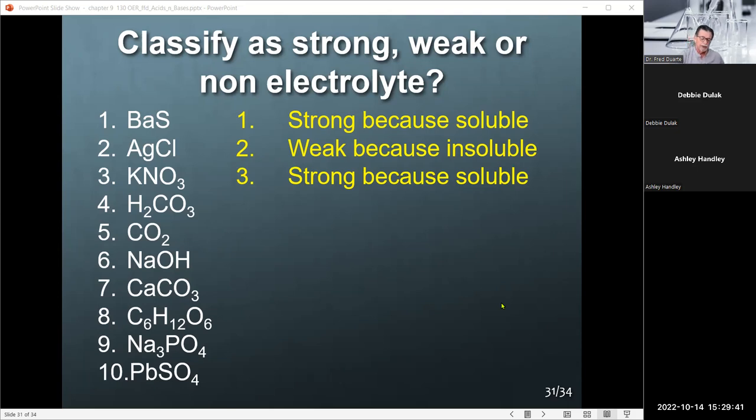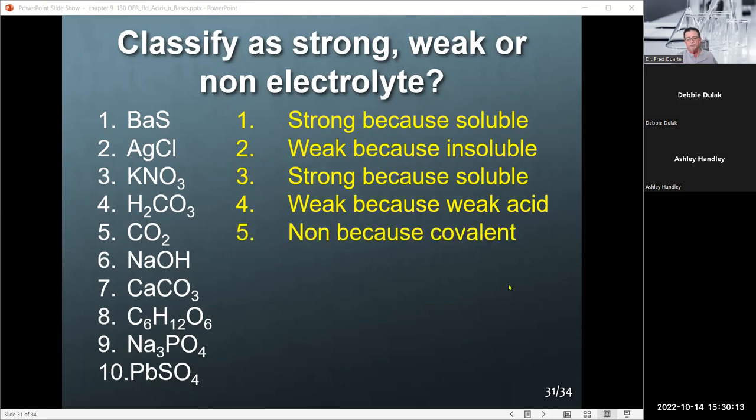H2CO3, recognize that you have hydrogen written first. That should suggest an acid for you. So you go through your list of acids and determine which one it is, and you'll find out that this is a weak acid, okay? Weak acid, and it's one of the weak acids that we gave you. So that means that it is a weak electrolyte. Carbon dioxide, totally covalent, okay? Nothing ionic about it. Being covalent, it is a non-electrolyte.